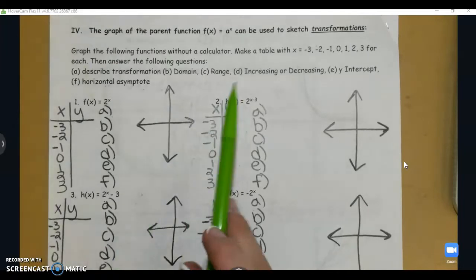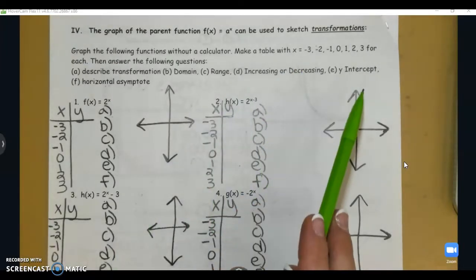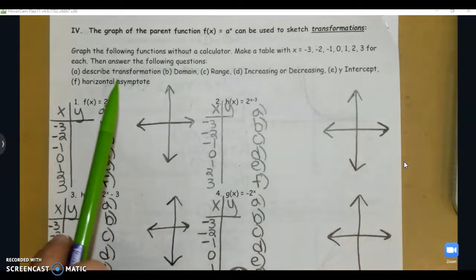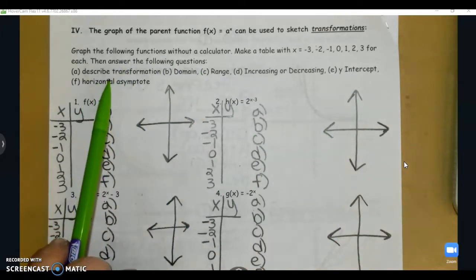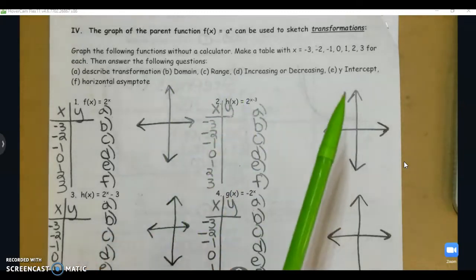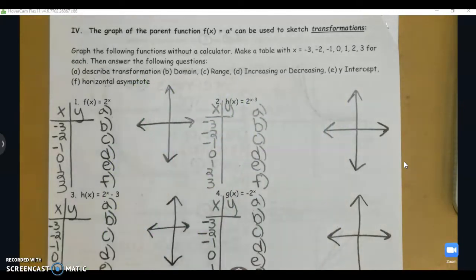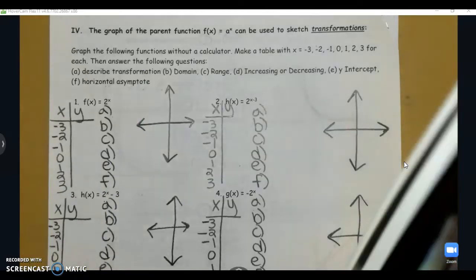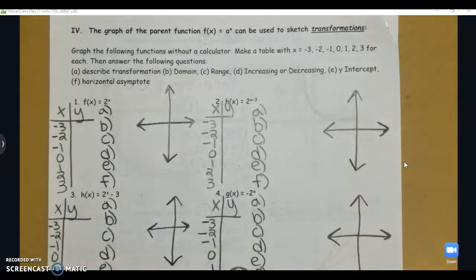So again, we're making a table with our values -3 to +3, and then we're going to answer these questions for each. We're going to describe the transformation, state our domain, our range, if it's increasing or decreasing, where the y-intercept is, and our horizontal asymptote. So again, we are going to be using our calculator for the table functions.